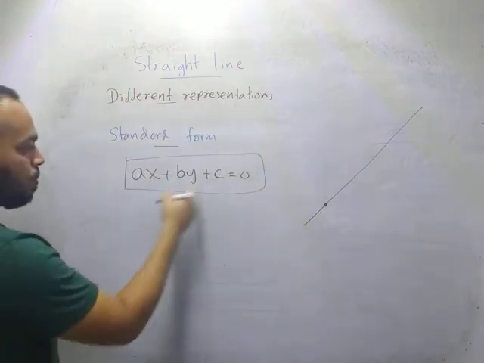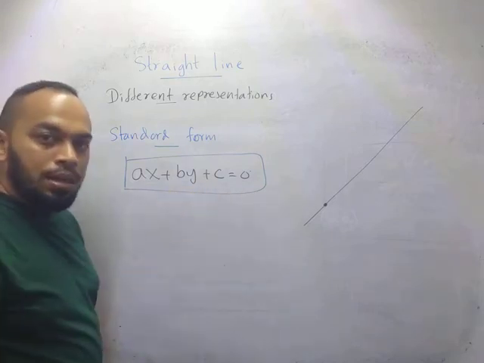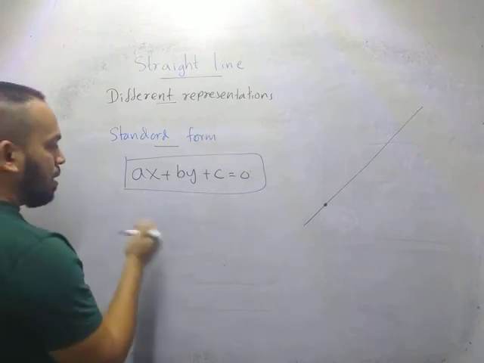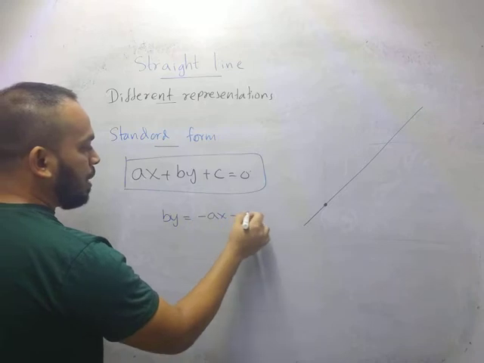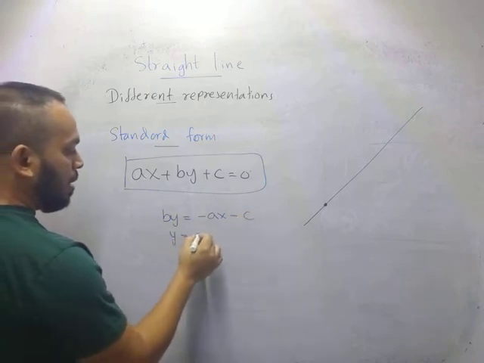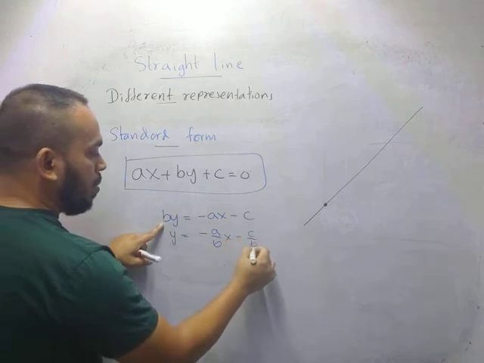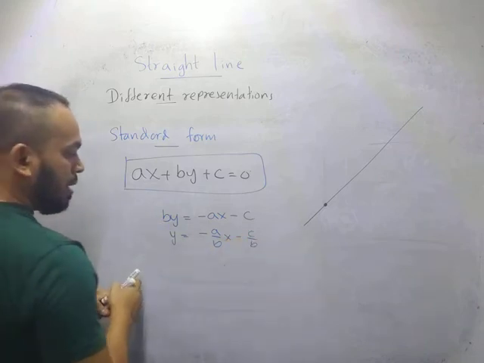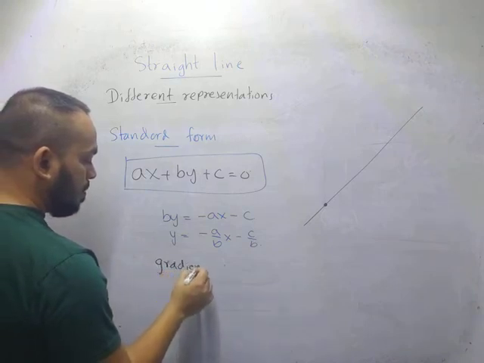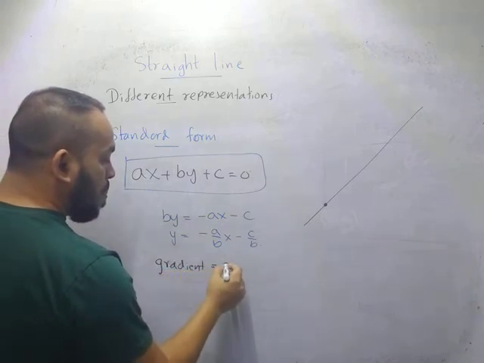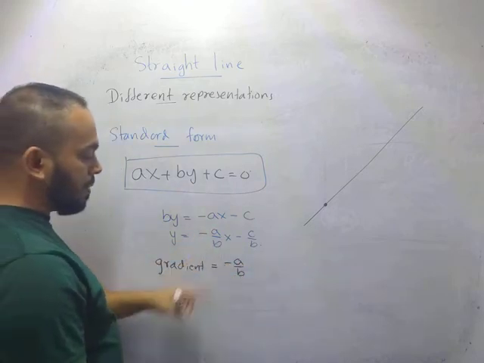So to obtain the gradient, we will convert this to gradient-intercept form. If we convert this to gradient-intercept form, then y equals minus a over b x minus c over b. So in this case, the gradient would be minus a over b. This is the gradient.